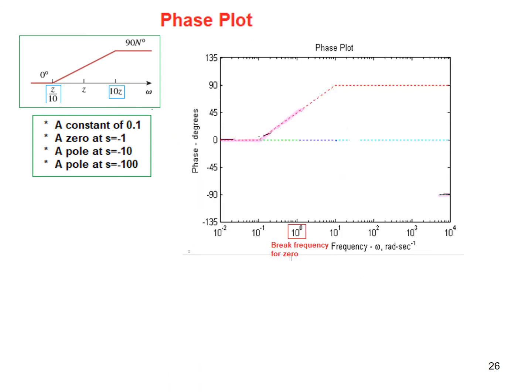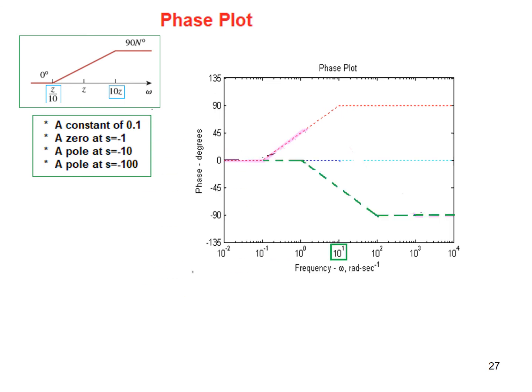And then we come to the zero. Again, keep in mind that the corner frequency for zero is 1, 10 raised to the power 0 is 1. So 1/10 of this will be the start point of the phase, and 10 times that will be the end point of the phase slope. So it is starting from 0.1, and it will go up to 10, and from 0 to 90 degrees. So this is for this one zero plot.